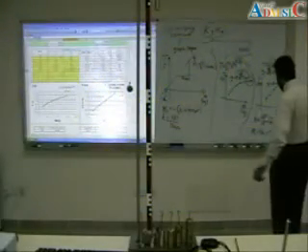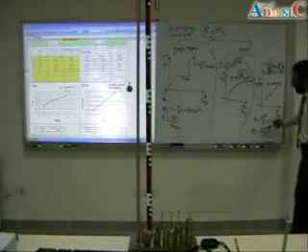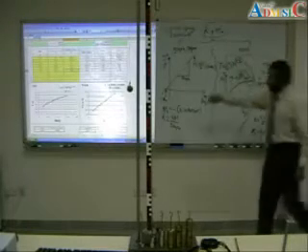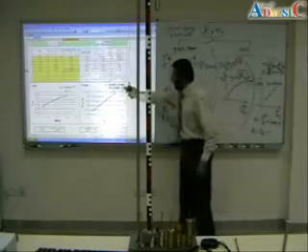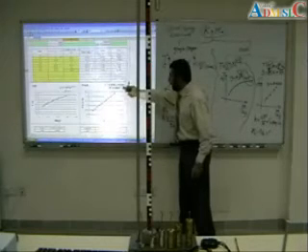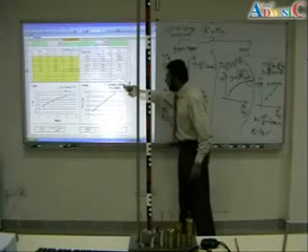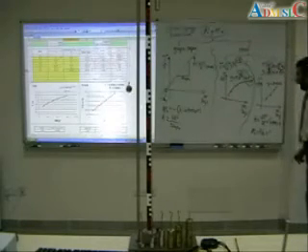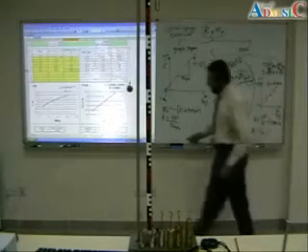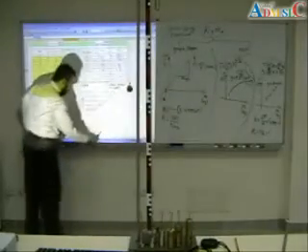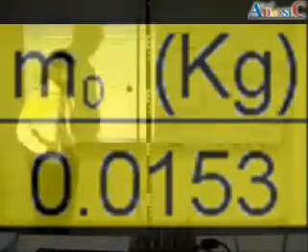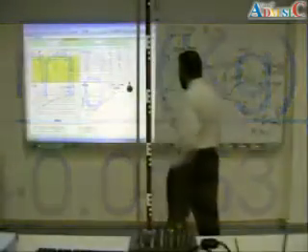And M naught, here M naught is B over A. B over A means 0.0584 divided by 3.80, and you will get that the M naught is 0.0153 kilogram, means about 15.3 gram, and this is very logical.